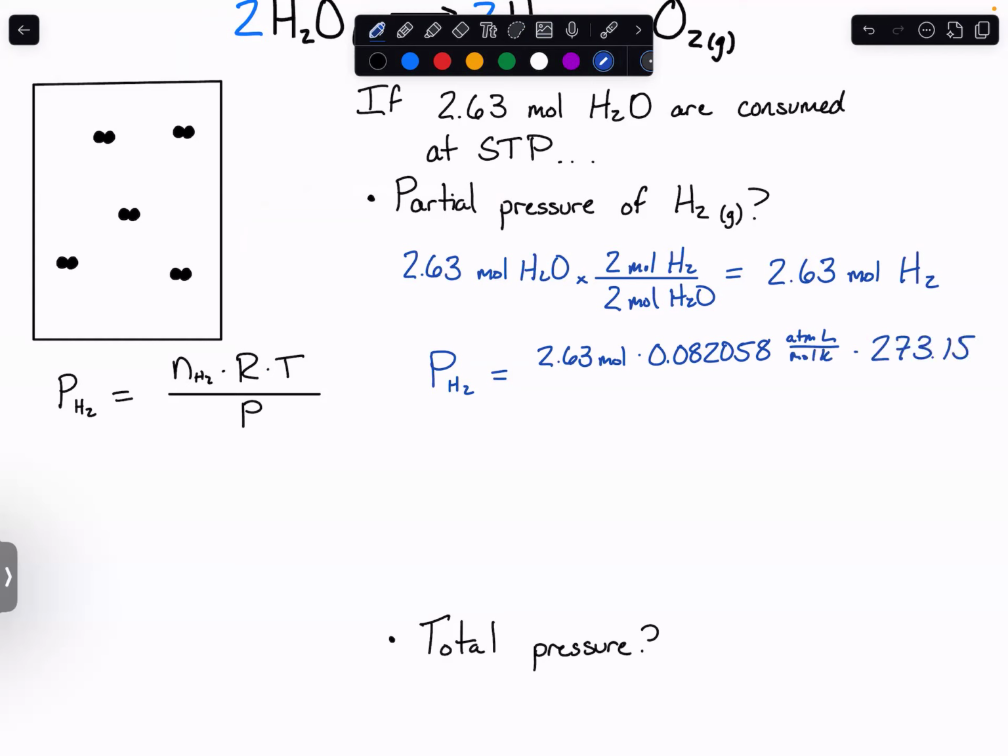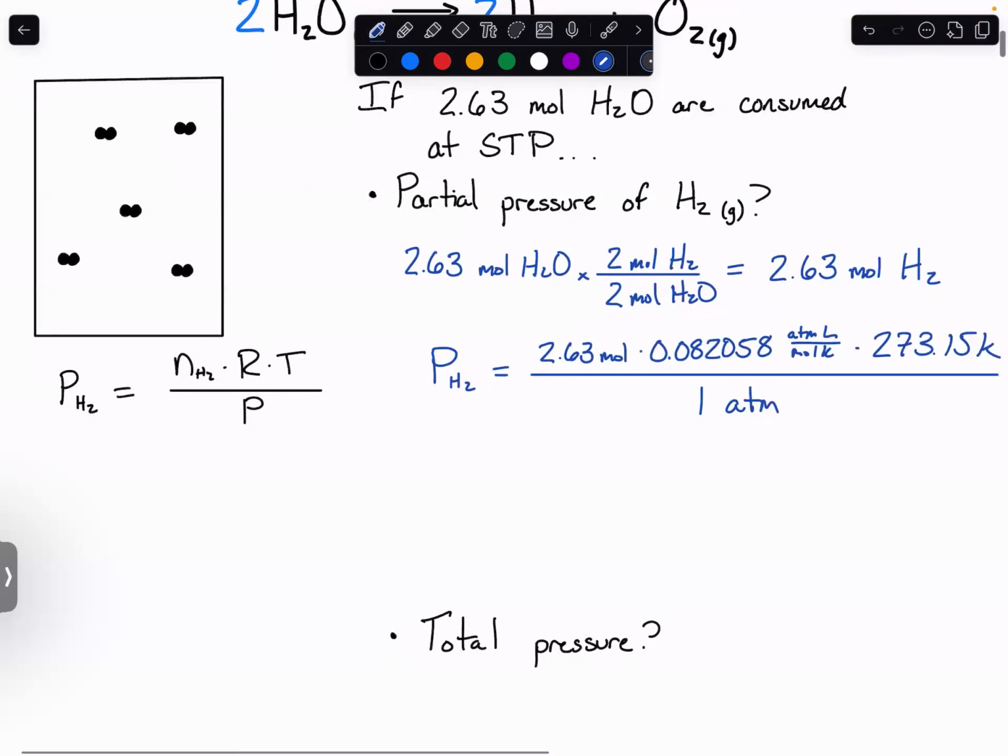All right, and we're at STP, so we have a temperature of 273.15 Kelvin and a pressure of exactly 1 atm. So we're not going to be limited in sig figs by our temperature or pressure. All right, so punch this into my calculator and I get my, hold on.